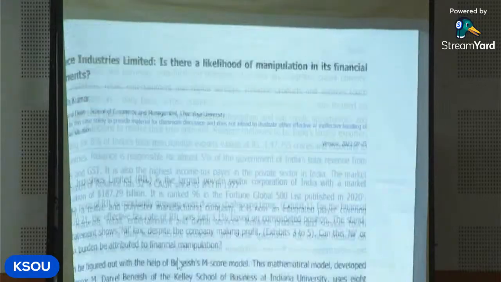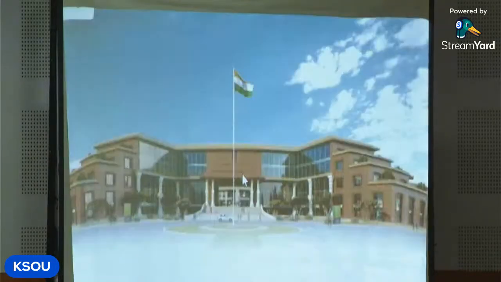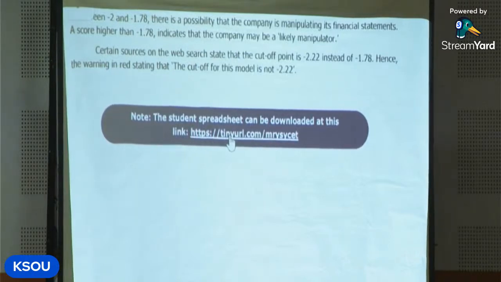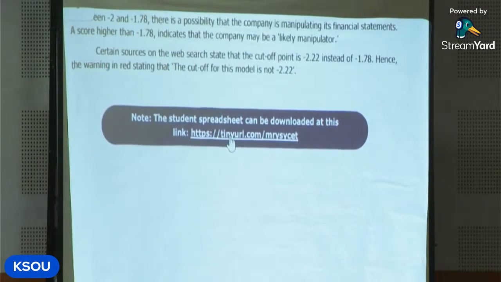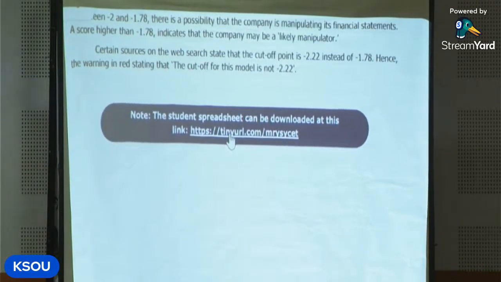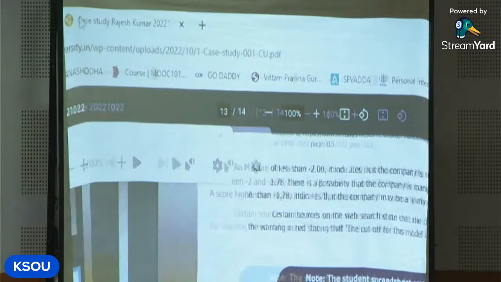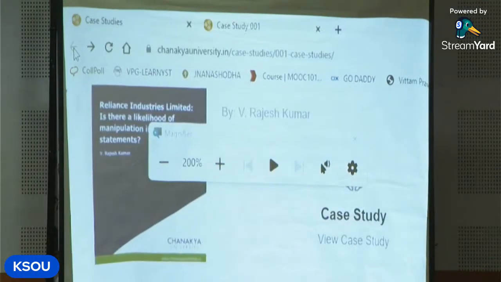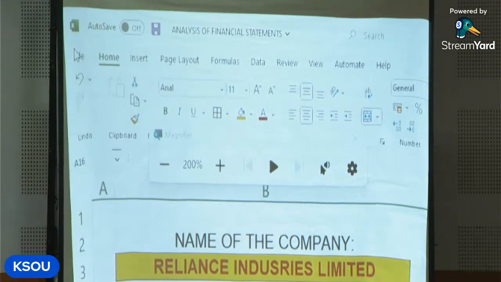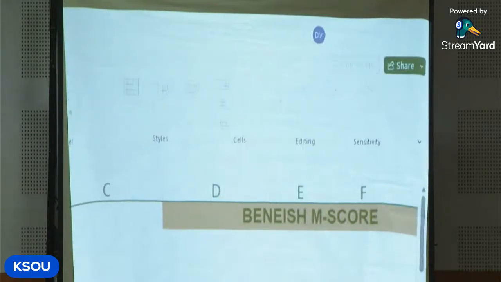There's one link at the end, spreadsheet, student spreadsheet. If you click on that, you can download an Excel sheet in which whatever exercise I'm showing you now is there. So whatever I discuss now, you can also do it. You can give it to your students to do it. You can also get the teaching note and also what is called the instructor spreadsheet, a spreadsheet prepared and given to instructors readily to give you the solution. That also can be downloaded. I will also pass it on to you later.